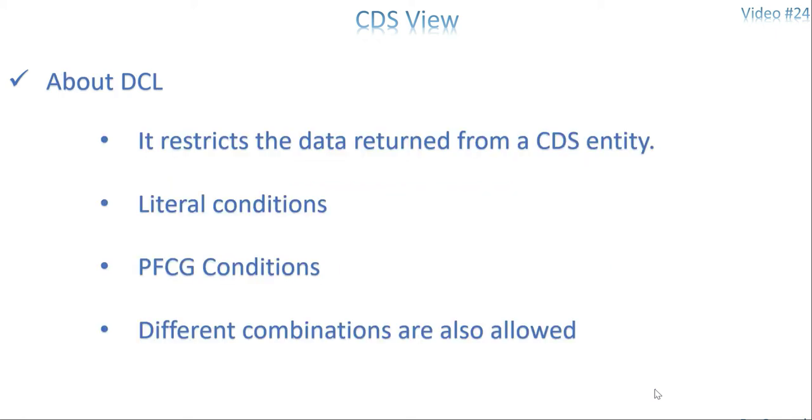DCL restricts the data returned from the CDS entity. It is technically on top of your CDS entity, because in a CDS view we normally specify two names. One is the SQL name, which is your data dictionary object, and the other is the define view name, which is your CDS view entity. So DCL is always on top of your CDS view entity only. It supports literal conditions and PFCG conditions, meaning inside a DCL you can write whatever you want. It's not only an authorization object. A simple where condition is also accepted and works in DCL. That's what I want to mention here.